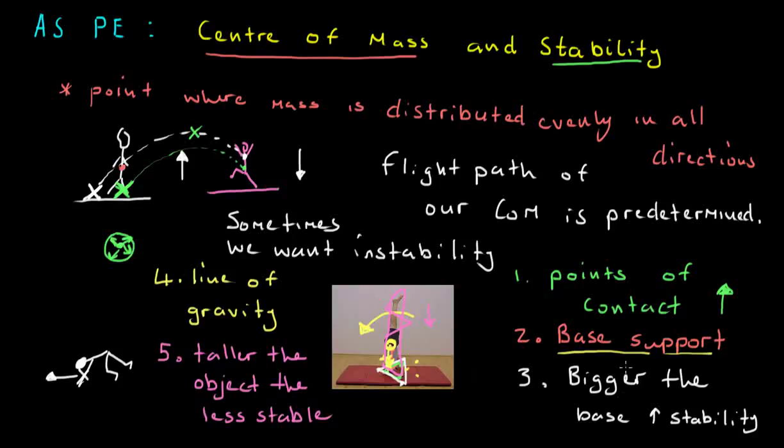We want to reduce the number of points of contact, make smaller the base of support. We want a smaller base of support to decrease stability. We want the line of gravity outside the base of support so we accelerate forwards. And we want to make ourselves taller so we can begin to accelerate.